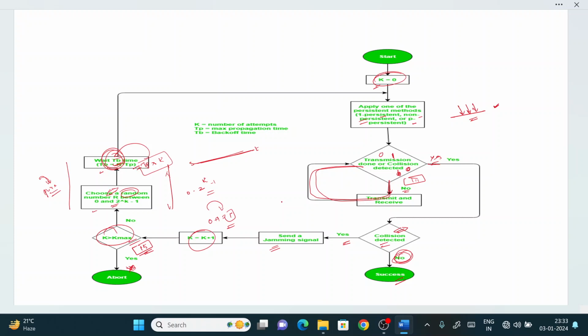Now after this backoff time is completed, we apply any one of the persistent methods and repeat the same procedure, right? This is the procedure used in CSMA/CD, carrier sense multiple access with collision detection. In the next class we will try to understand CSMA/CA, collision avoidance. I hope you understand. Thank you guys.